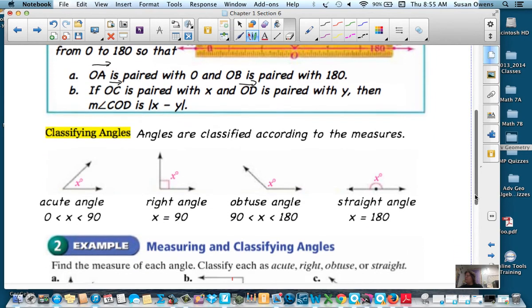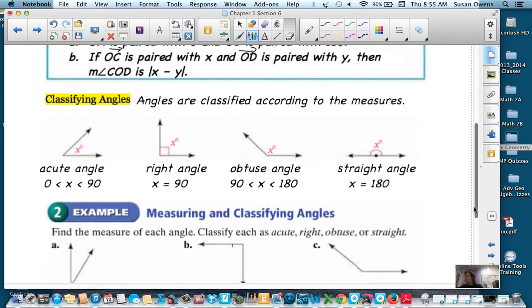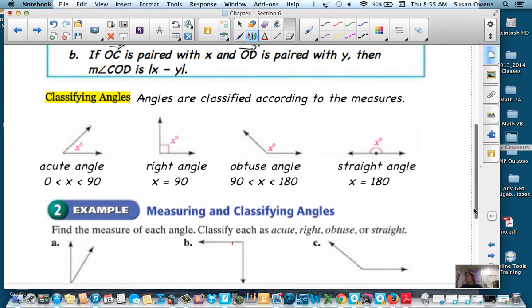We can classify angles, and angles are classified according to their measures. So an acute angle is between 0 and 90. A right angle is 90 degrees. An obtuse angle is 90 to 180. And a straight angle is 180 degrees.